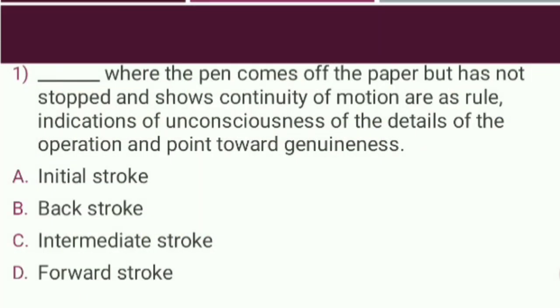1. Blank, where the pen comes off the paper but has not stopped and shows continuity of motion are, as a rule, indications of unconsciousness of the details of the operation and point toward genuineness. A. Initial stroke. B. Backstroke. Letter C, intermediate stroke, or letter D, forward stroke.